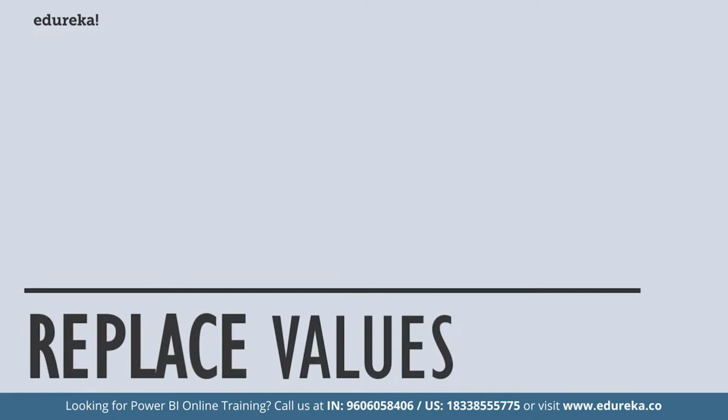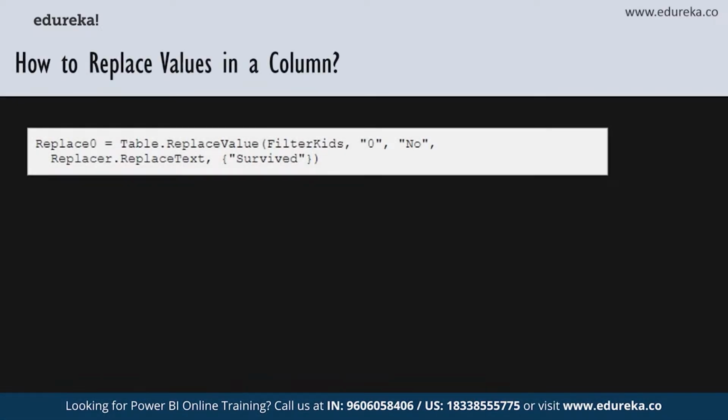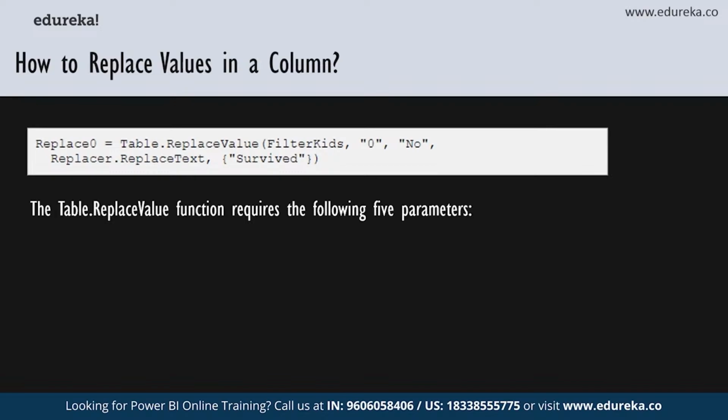Now, another handy transformation you might need to do at times is to replace one column value with another. For this example, you will be replacing the 0 value in the survived column with no and the 1 value with yes using the table replace value function. Now, kindly refer to the syntax that is shown to you and try to transpose the following elements that I'm going to discuss with the syntax on your screen.